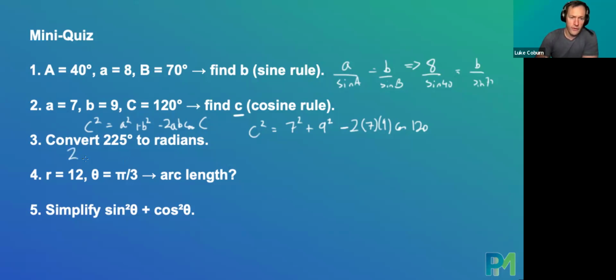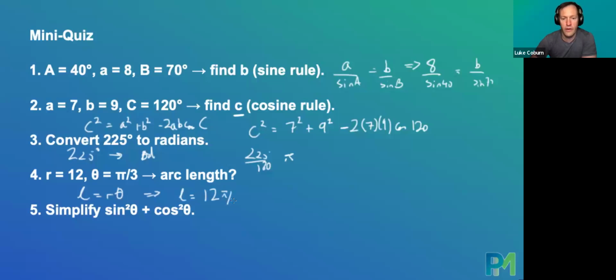Okay, so 225 degrees to radians. I'm going to divide 225 by 180 and multiply by pi, or divide by 360 and multiply by 2 pi. Arc length formula: L is equal to r theta. So L is equal to r times theta, which is 12 times pi over 3, and it's equal to 4 pi. Maybe I didn't make this point well earlier on.